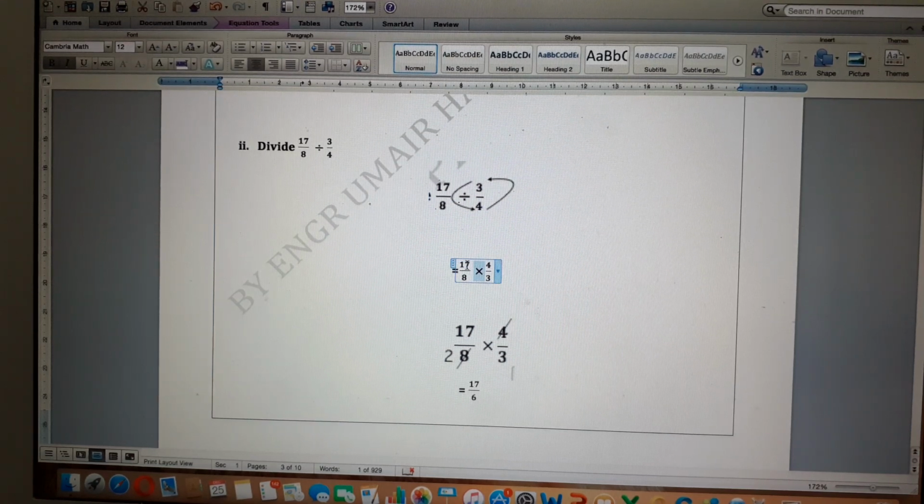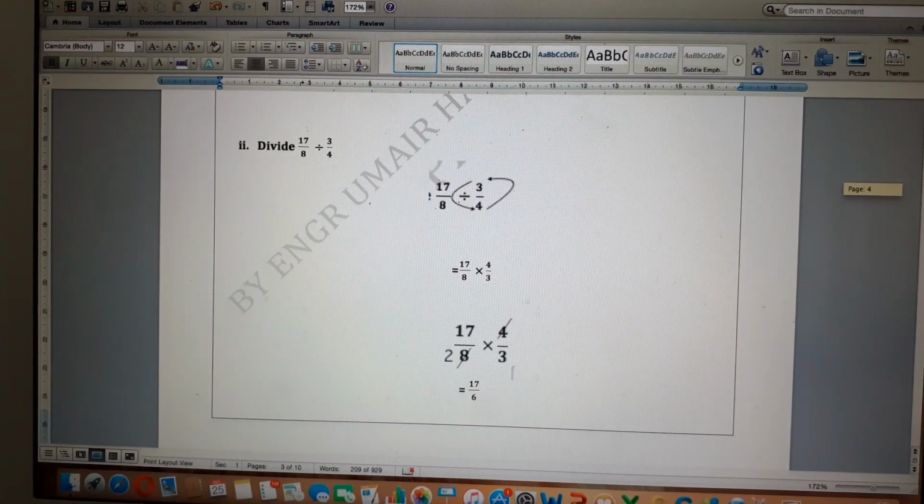Now because I have a multiplication sign over here, you can multiply numerator and numerator, 17 into 4, and you can multiply 8 and 3. But here I have performed simplification. 4 can be cancelled with 8, so I will get 2. So 17 over 2 into 3, which is 6, will be my answer.